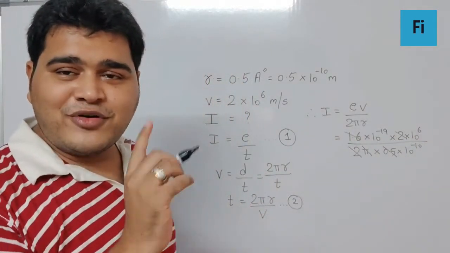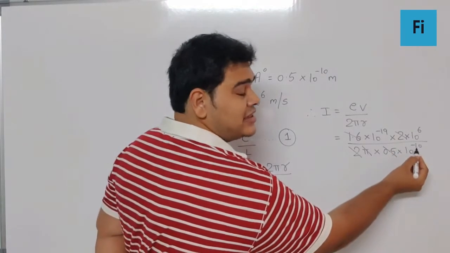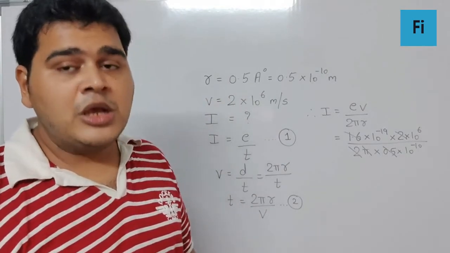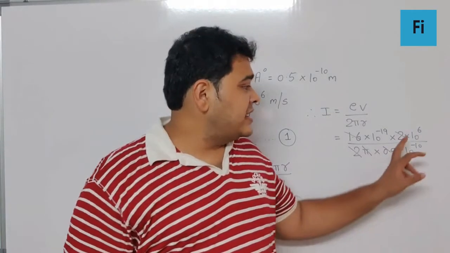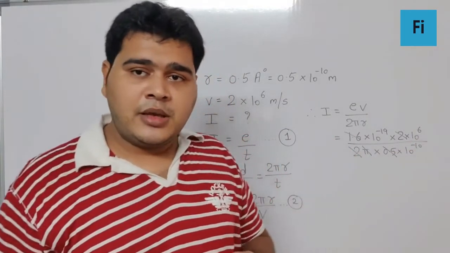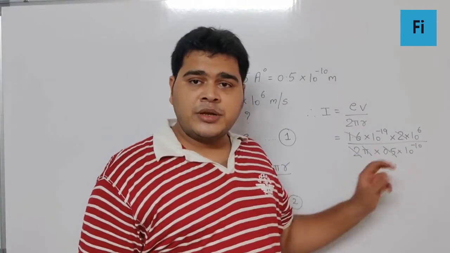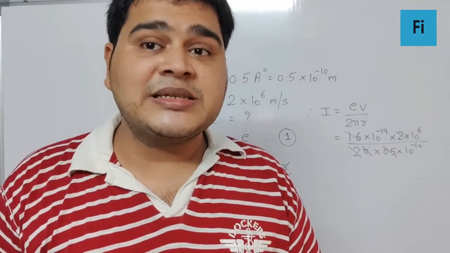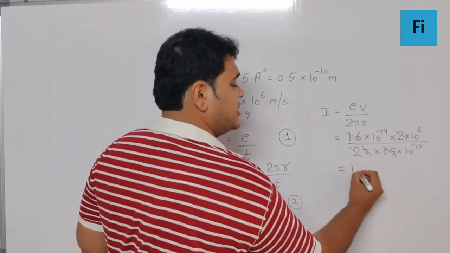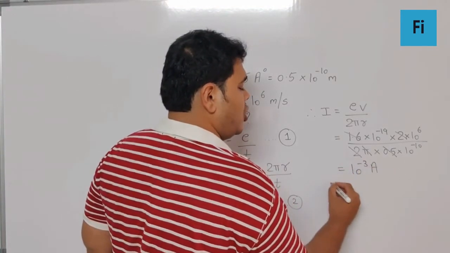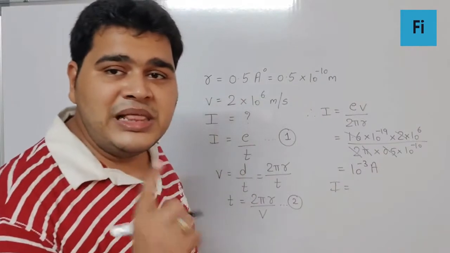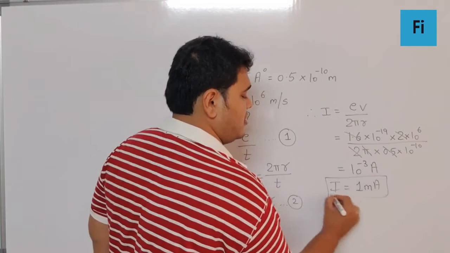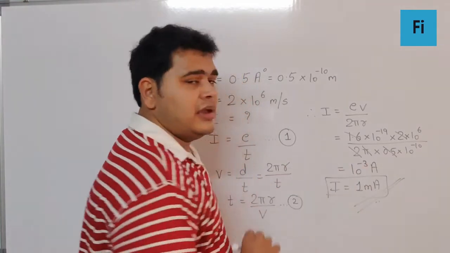Now we are left with only the powers of ten. So 10 raised to minus 10 in the denominator, when it goes in the numerator, becomes 10 raised to plus 10. So 10 raised to plus 10 and 10 raised to 6 becomes 10 raised to 16. And we have 10 raised to minus 19 with it. So 10 raised to 16 into 10 raised to minus 19 will give you 10 raised to minus 3. And that means 10 raised to minus 3 ampere, or we can say 1 milliampere. And that is the final answer.